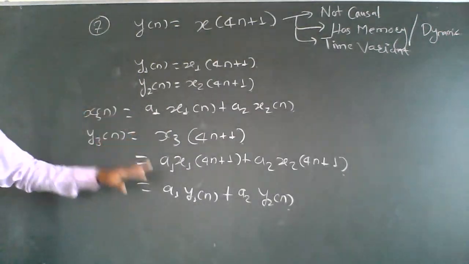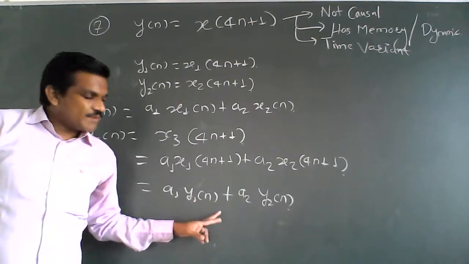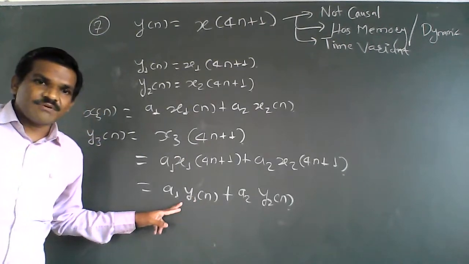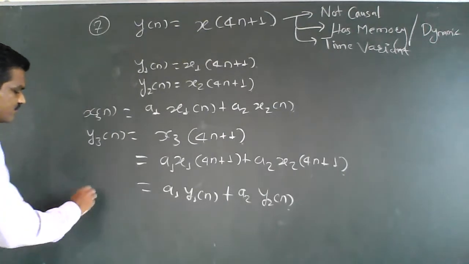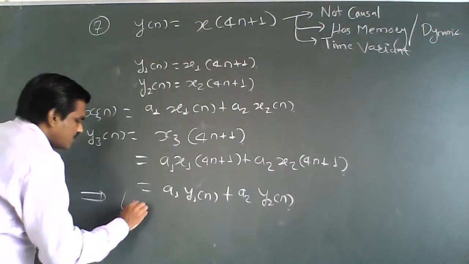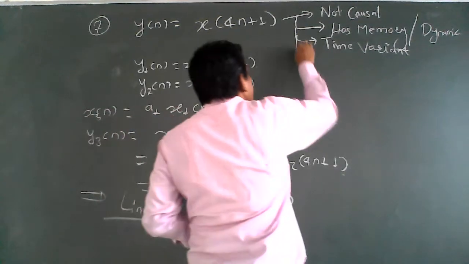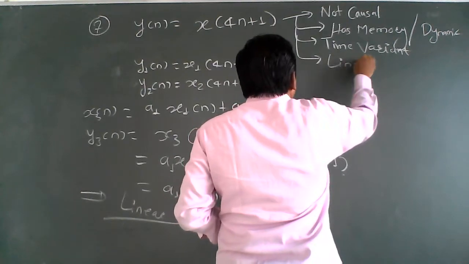From the above expression, we can clearly state that the system follows the additivity property as well as the homogeneity property. That's why the system follows the superposition principle. This states that the system is a linear system.